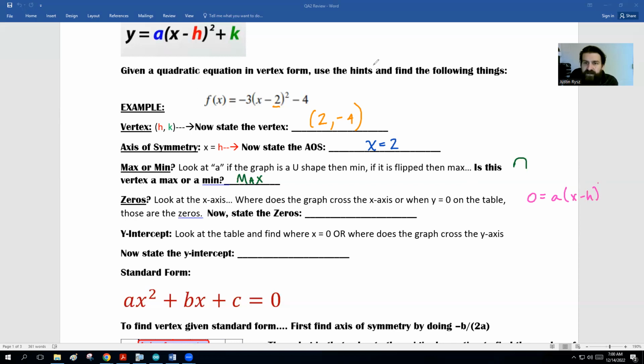So I started putting the variables here. Let's actually put the numbers in. So we got 0 equals -3 times (x minus 2) squared minus 4. If we're going to try to get the x by itself, we've got to add 4 to the other side. So 4 equals -3 times (x minus 2) squared. We're going to divide both sides by -3. It's okay if we put decimals down here. This would be -1.3 repeating.